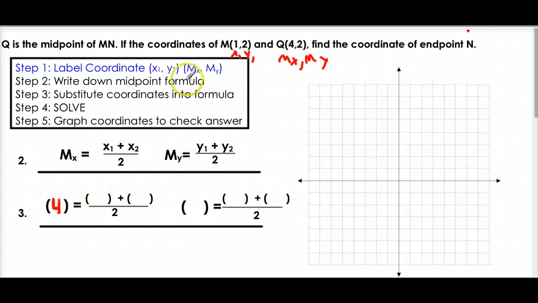And we know one of the x values is 1. But we don't know the other x value. So we're just going to put an x over here. We're trying to figure out what this other x value is. For our other midpoint of y, we know our y midpoint is 2. All right? And we know one of the coordinates is 2, but we don't know what the y coordinate is. So what we have to do is solve for this.